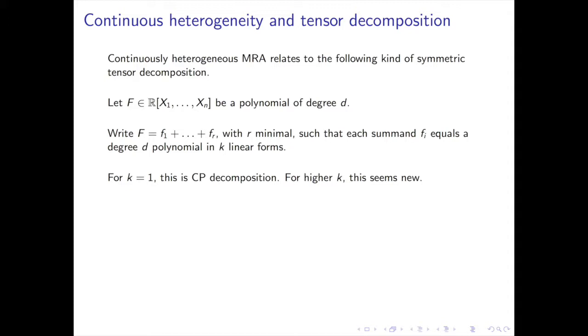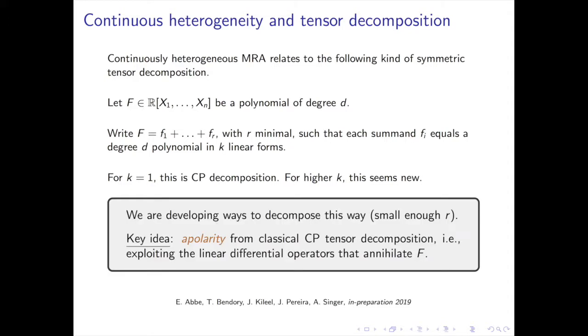If you take k to be 2, you're trying to write f as a sum of polynomials which can be written in just 2 linear forms each. And those linear forms can vary from term to term. This is a new kind of decomposition, but it's actually what comes out of continuously heterogeneous MRA. We do have a result in this, but I won't state it here. We're working on ways to do this decomposition for small r.